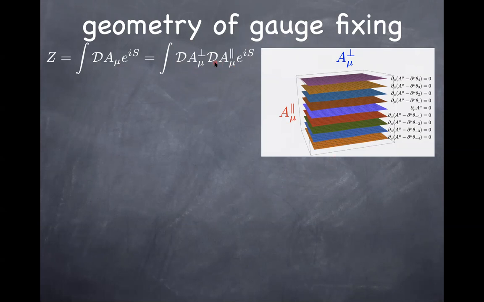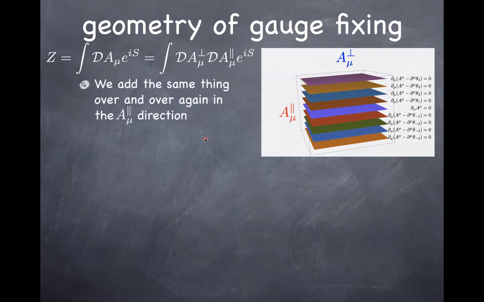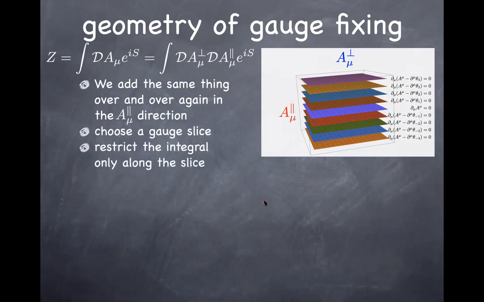So it would be great if I can just drop this integral over A parallel and just do the integral over A perp to sum over physically inequivalent gauge field configurations. So that's the idea of gauge fixing. We choose a gauge slice, whichever you like, and just do the integral on that slice only. And so we don't do the integral over A parallel anymore. We just do the integral over A perp. That would be the most economical thing to do.